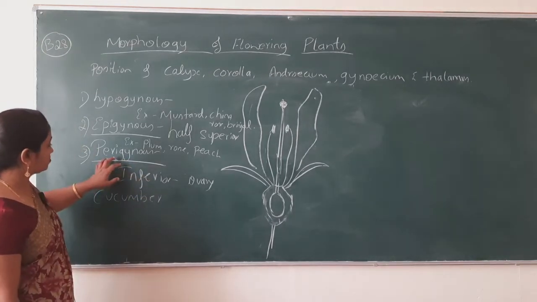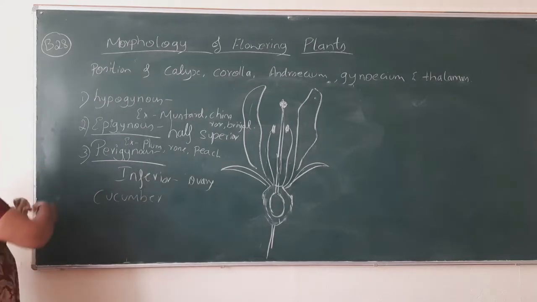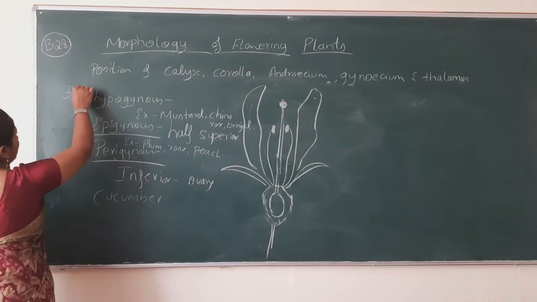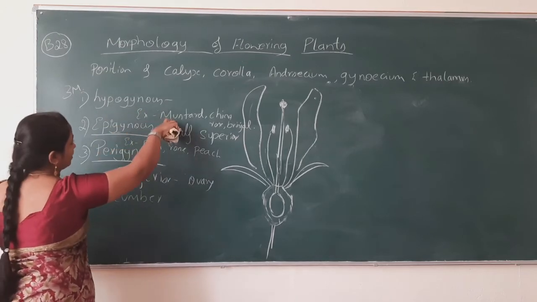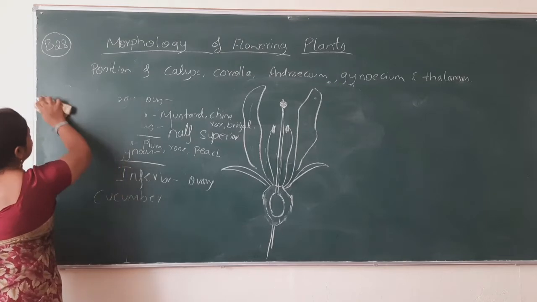That's why the flower is known as perigynous. This is important, my dear students. Usually they ask you to write for 3 marks. If you write the definition and example, you will get 3 marks.